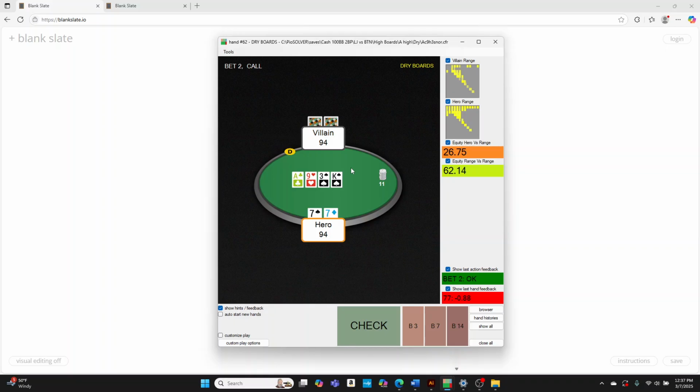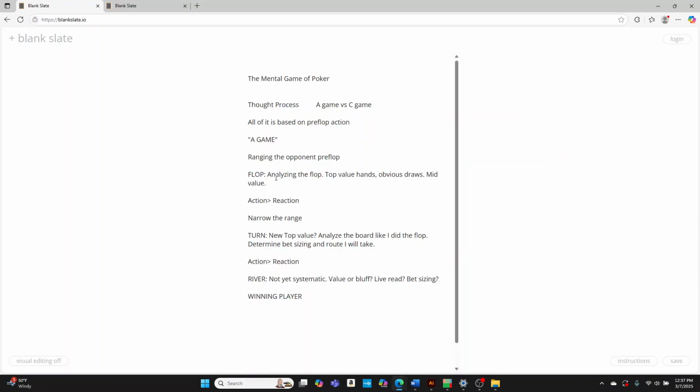What of those value range hands is in my opponent's range, which are in my range? And in this scenario, the king is very good for us because we have a lot of ace kings. We have a lot of kings that we would have even just bet the flop with. Then I start by analyzing the flop, the turn reaction, narrow the range, new top value. Okay, so aces, analyze the board like I did the flop, and I just did that.